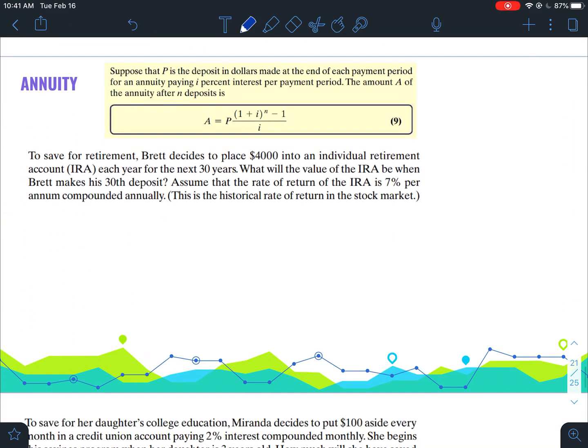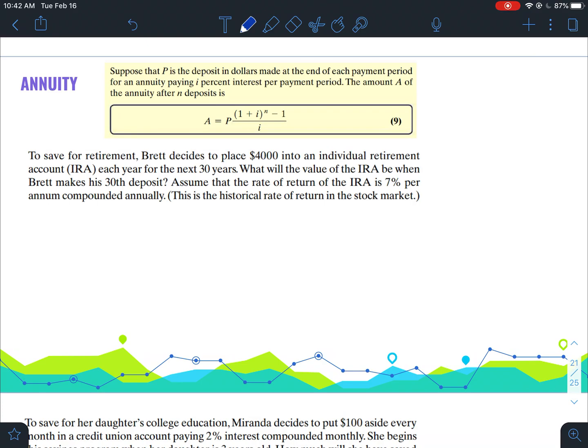All right, so annuity. Suppose P is the deposit in dollars made at the end of each payment period for an annuity paying I% interest per payment period. The amount A of the annuity after N deposits is given by the final amount is equal to your principal times 1 plus the interest raised to the nth power, which is the number of payment periods, minus 1 divided by the interest.